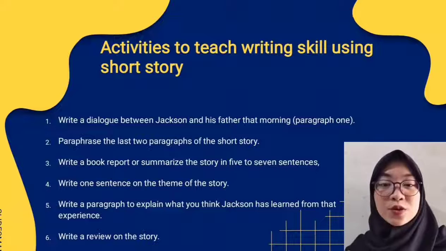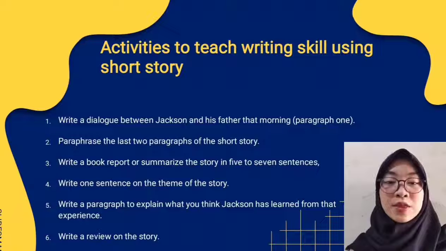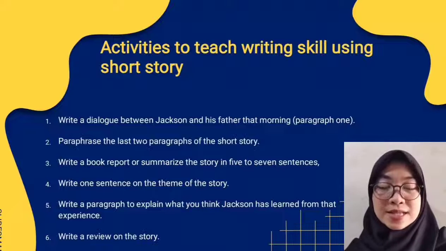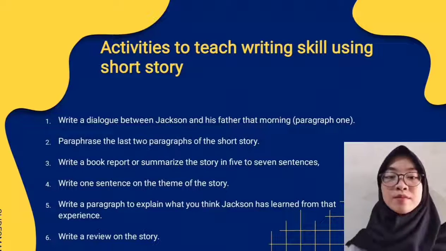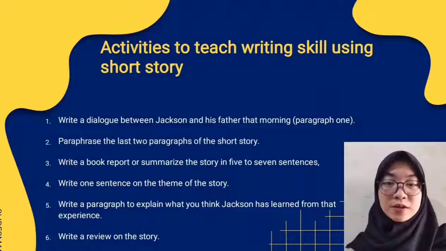The second activity, you can ask the students to paraphrase the last two paragraphs of the story. The third activity, you can ask the students to summarize the story in 5 to 7 sentences, including character, setting, conflict, climax, and resolution. The fourth activity, ask the students to write one sentence on the theme of the story. The next activity, you can ask the students to write a paragraph to explain what they think Jackson has learned from that experience. Last but not least, you can ask the students to write a review of the story. They can write what they like or dislike in the story.